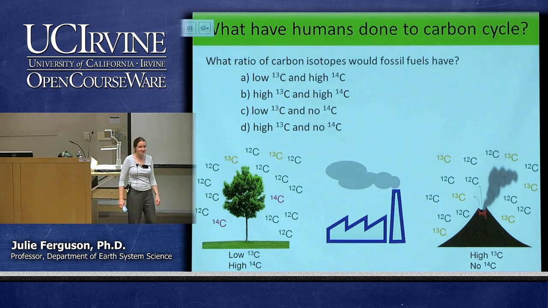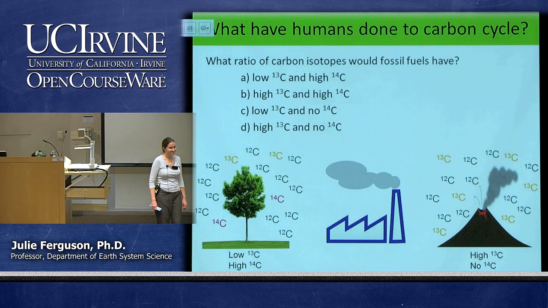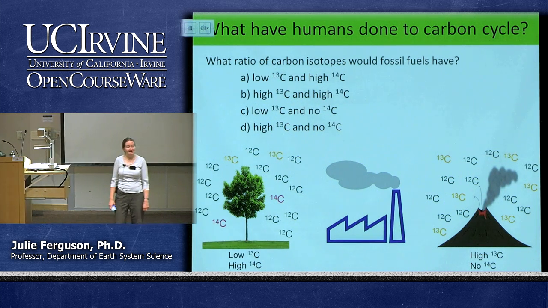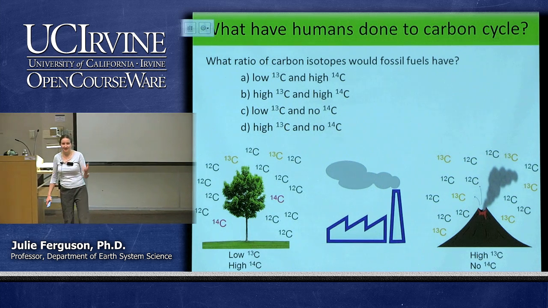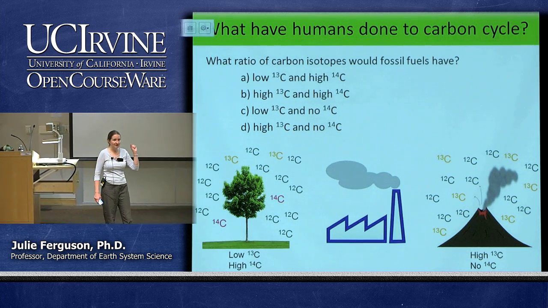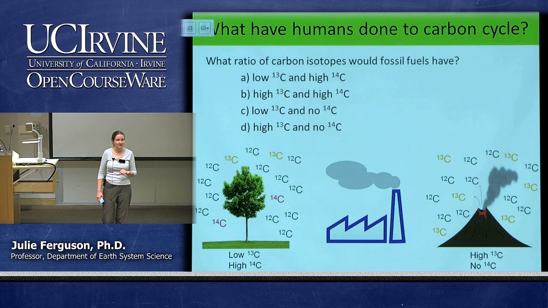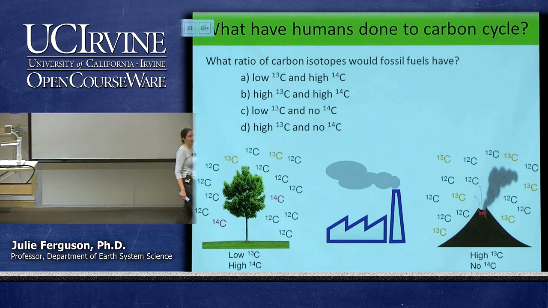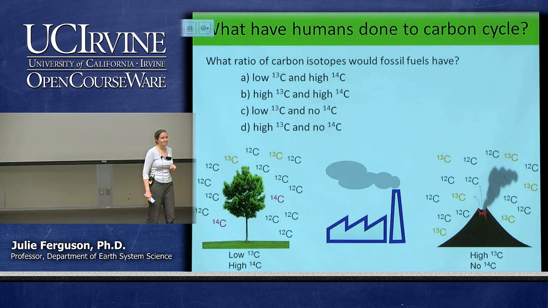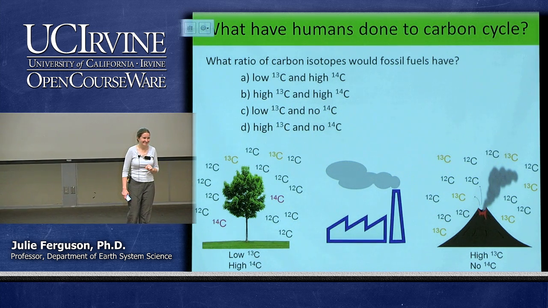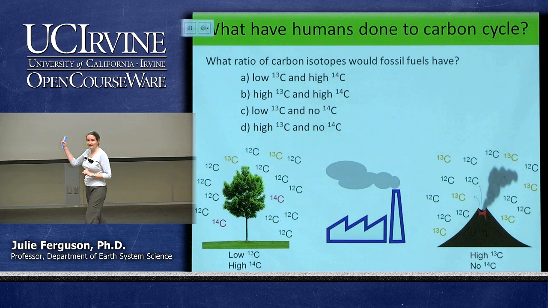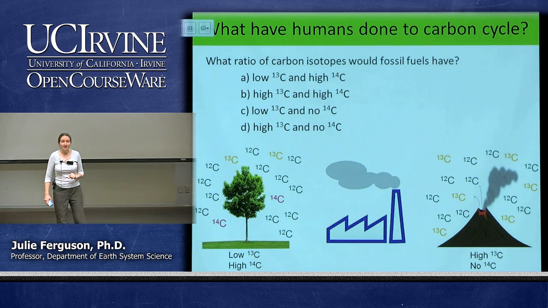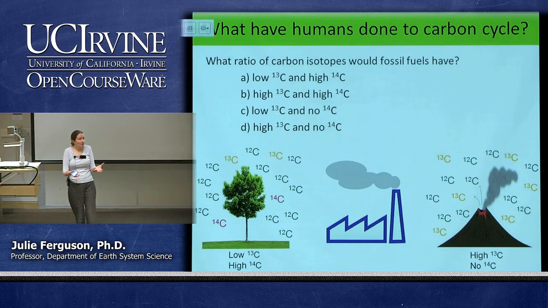So what are fossil fuels made of? Fossils. Okay, they're made of old plant material or old plankton, lots of little tiny microscopic creatures that floated around in the ocean. So do you think they are going to have a low carbon-13 or a high carbon-13? Do you think they're going to be more like my plants or more like my volcano? More like the plants, absolutely, because they're from fossil life.